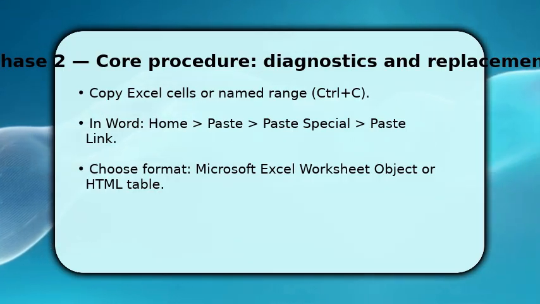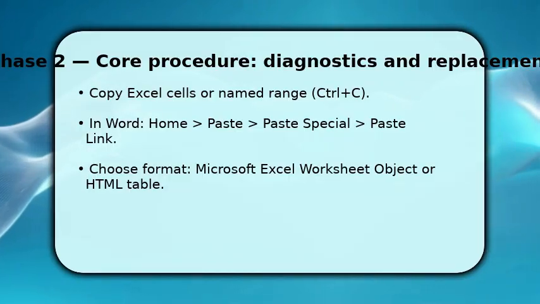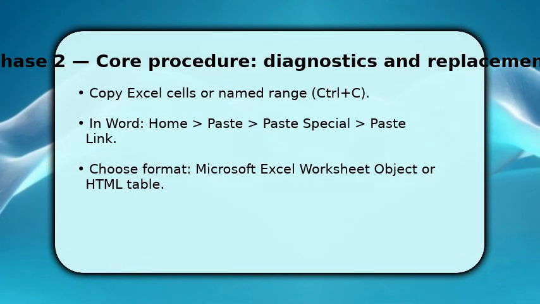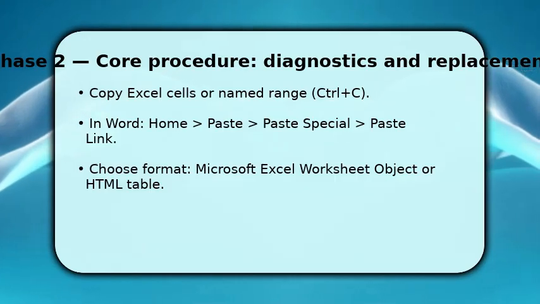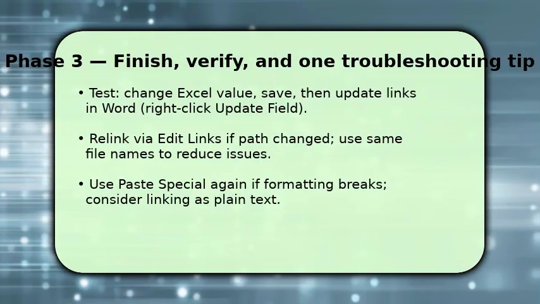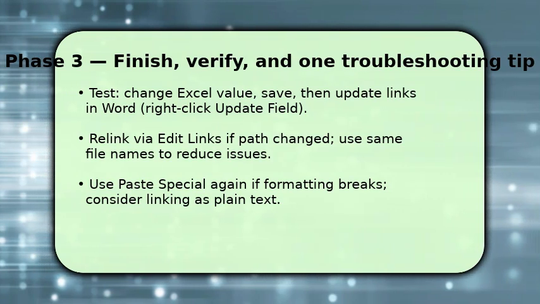Make sure Update Links on Open is enabled in Word. Otherwise, use File Info to manage and update links manually when content changes. To finish, save Excel, then in Word update the linked field to verify the live connection.